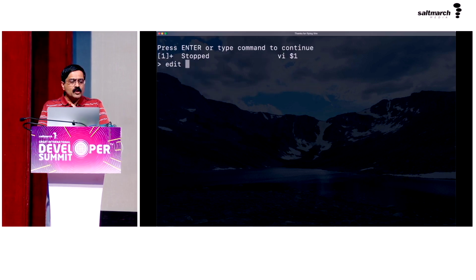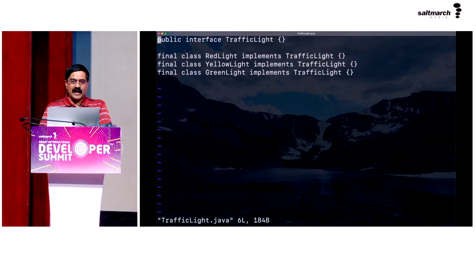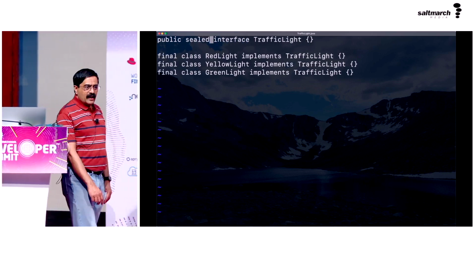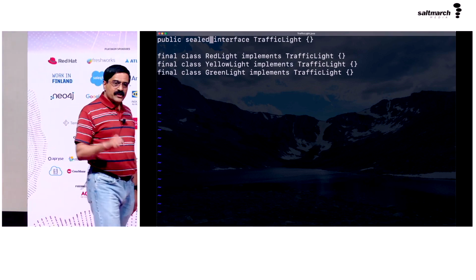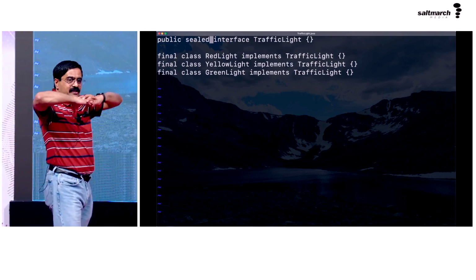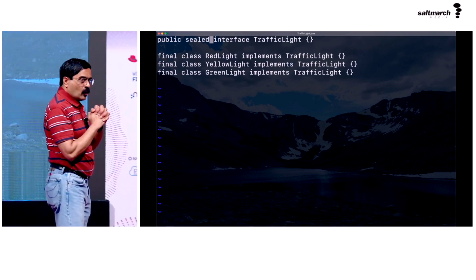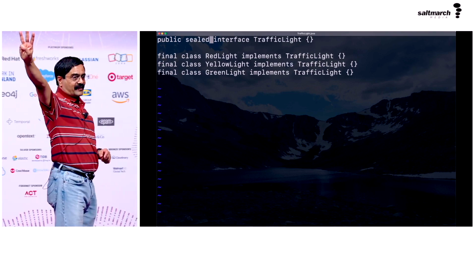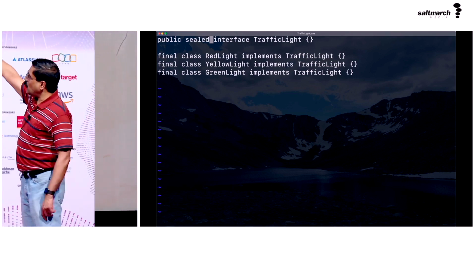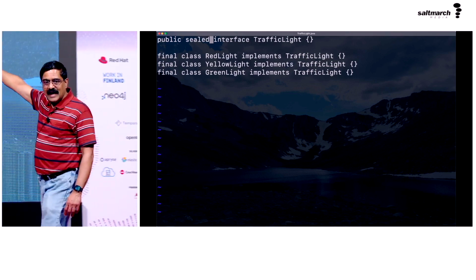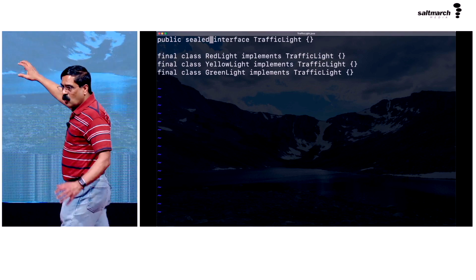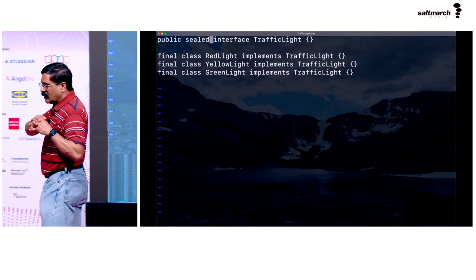So I go back to my traffic light and say a public sealed interface. So I use the word sealed to say that interface is now a closed hierarchy. And that interface can have only 3 classes implementing from it. And those are the red light, the yellow light, and the green light. So we sealed that interface right there.